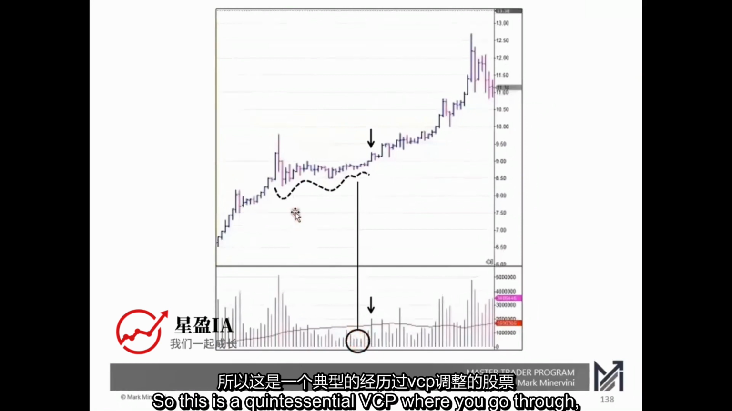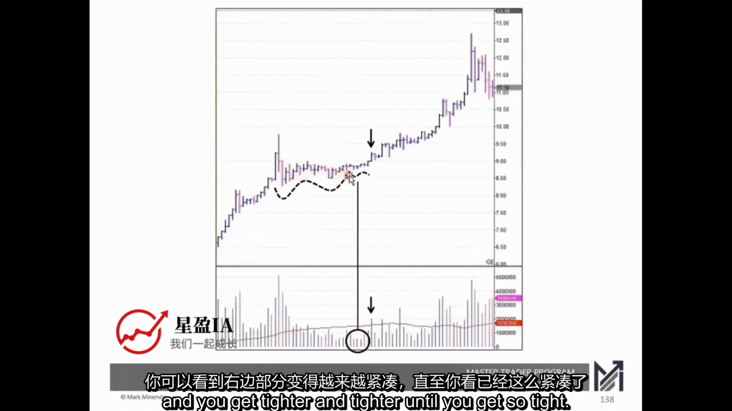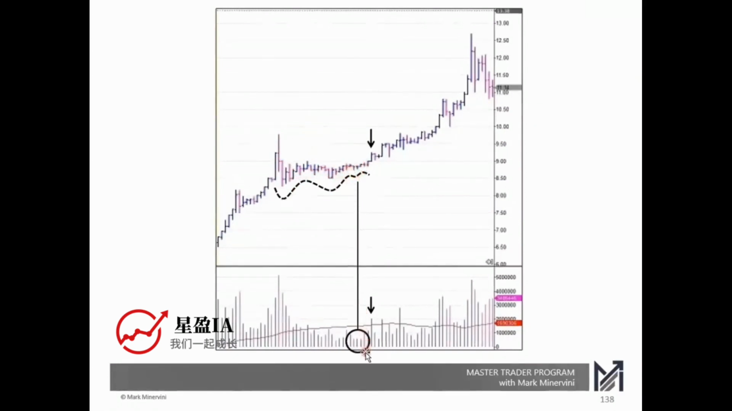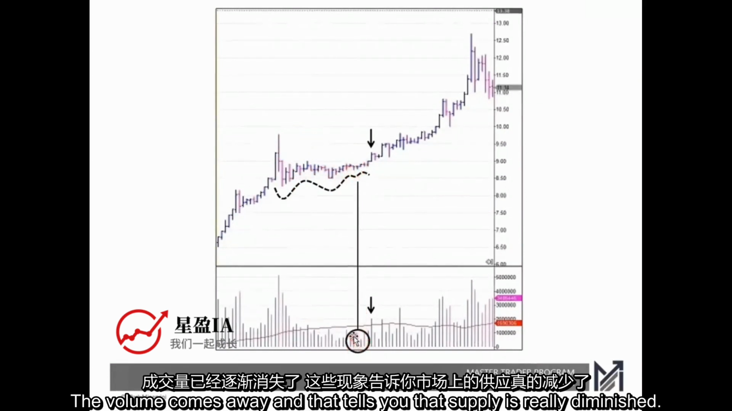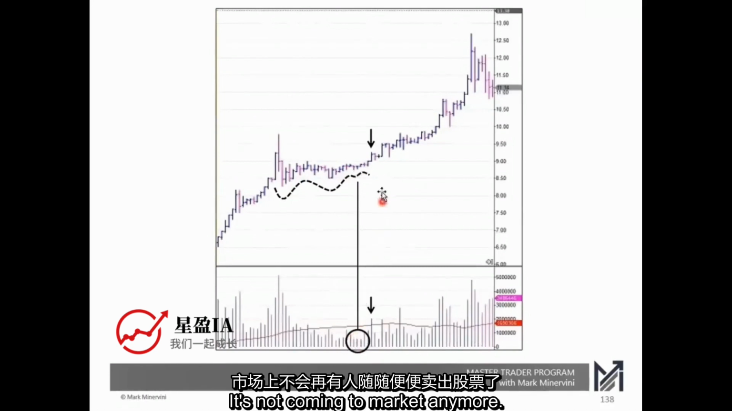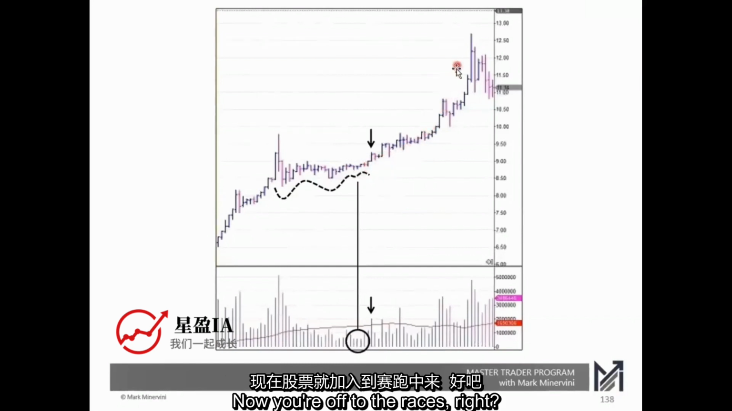So this is a quintessential VCP where you go through and you get tighter and tighter until you get so tight and the volume comes away. And that tells you that supply is really, really diminished and it's not coming to market anymore. And now, boom, you break out of there and now you're off to the races, right?